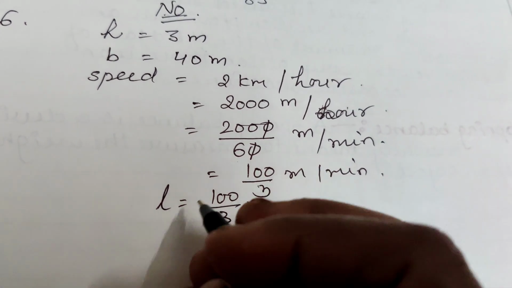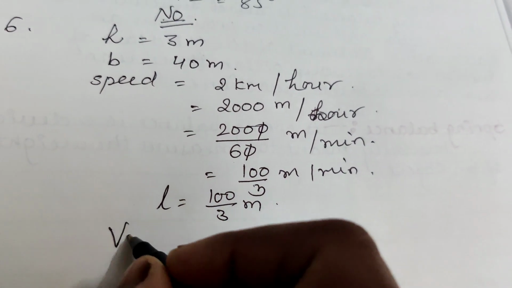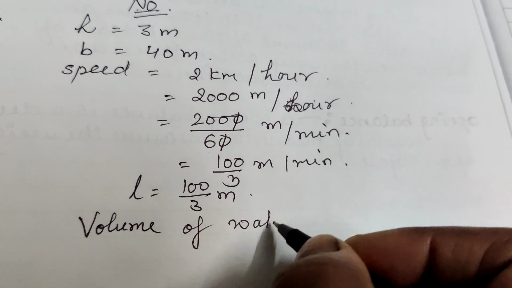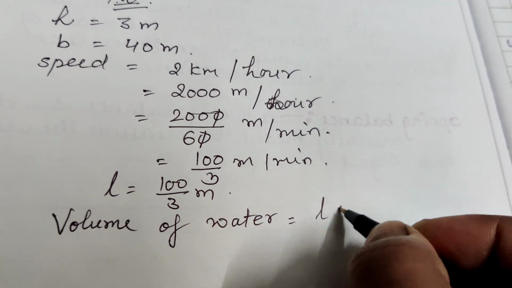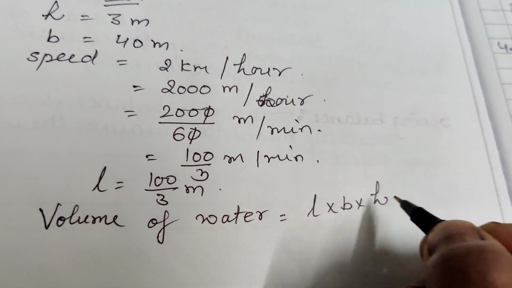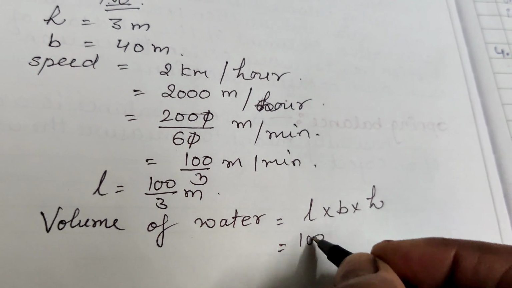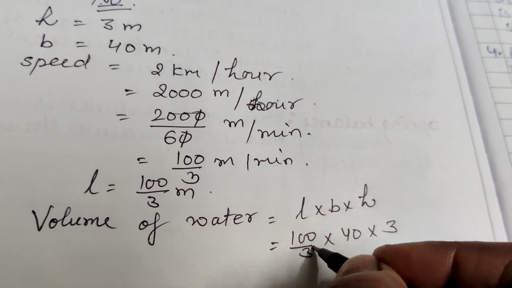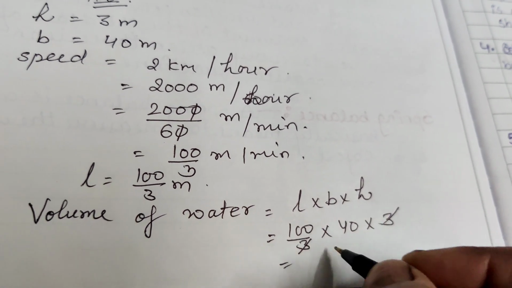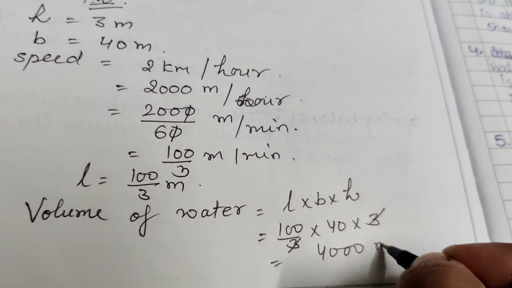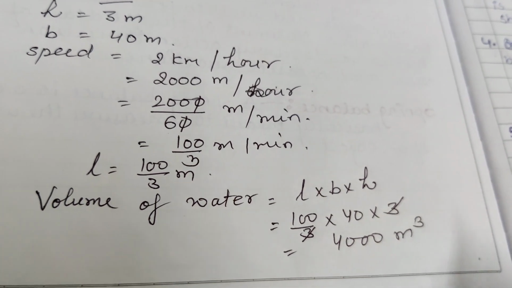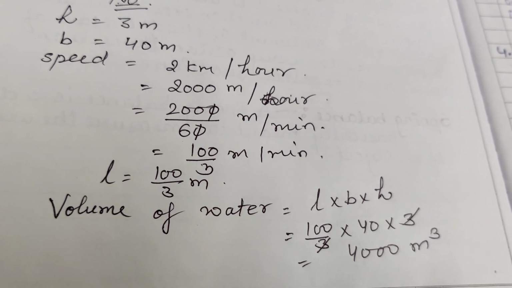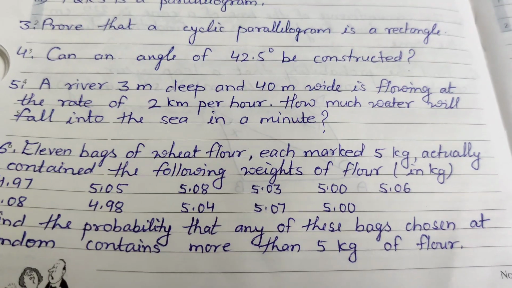How much water falls into the sea in a minute? That is, volume of water is length into breadth into height. Length is 100 by 3. Breadth is 40 and 3 cancel. 4000 meter cube. Okay, 4000 meter cube, that is 4000 kiloliter.